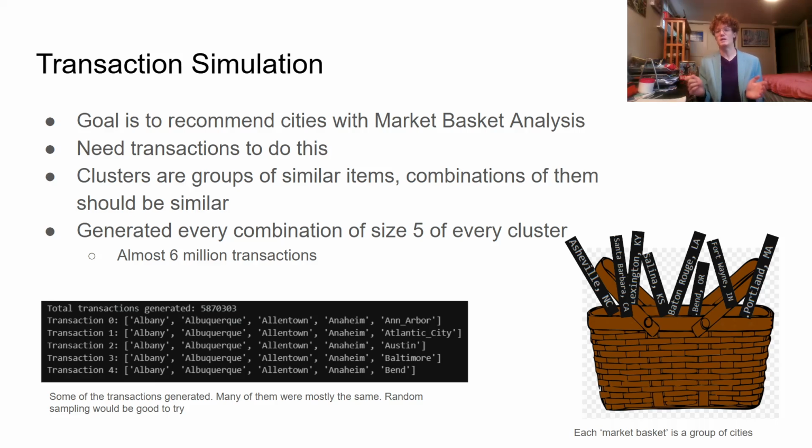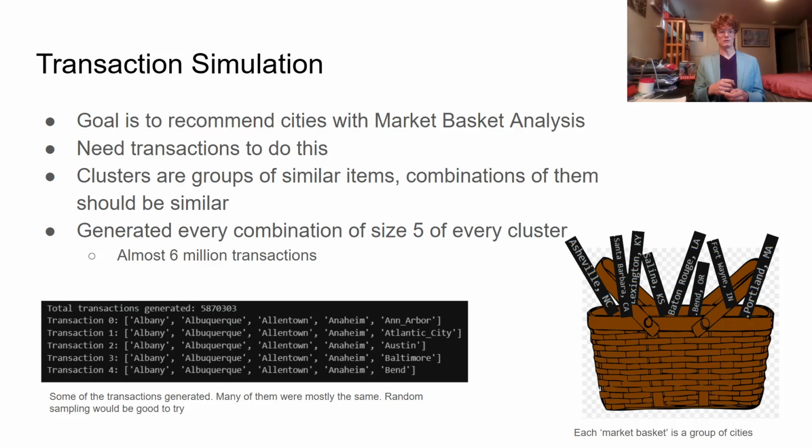I generated every combination of size 5 within every cluster from the previous step, all 48 clusters. And this turned into about 6 million transactions. I think another area of further research would be to randomly sample the transactions or randomly sample the clusters to get transactions, because you'd have a lot more control over the size of the clusters, how many there were, and just all sorts of things about the transaction generation process to make it probably more accurate.